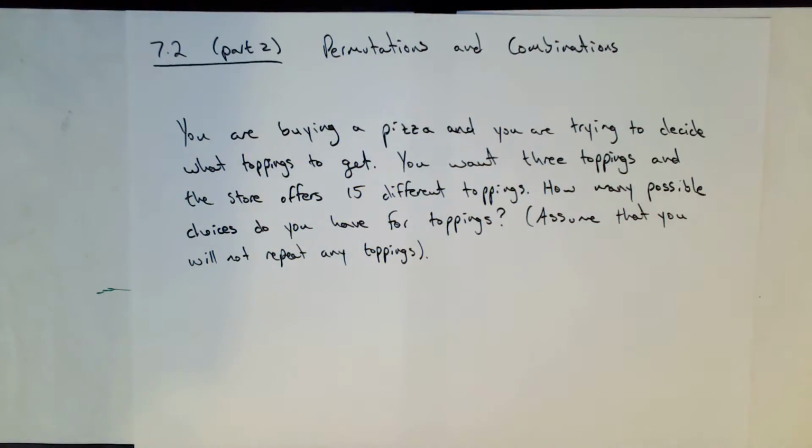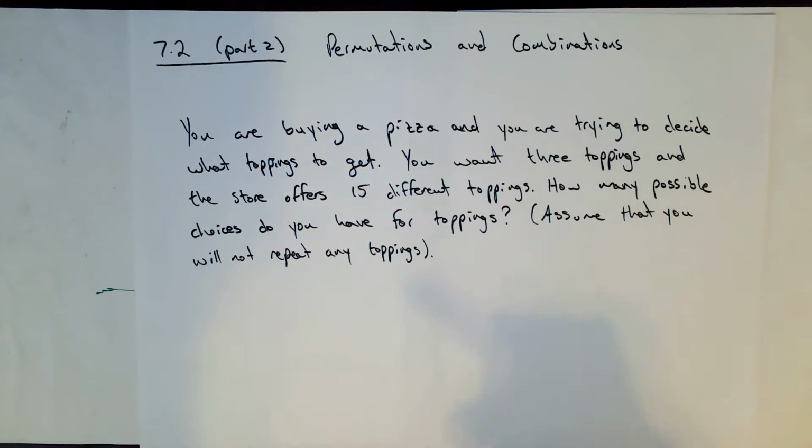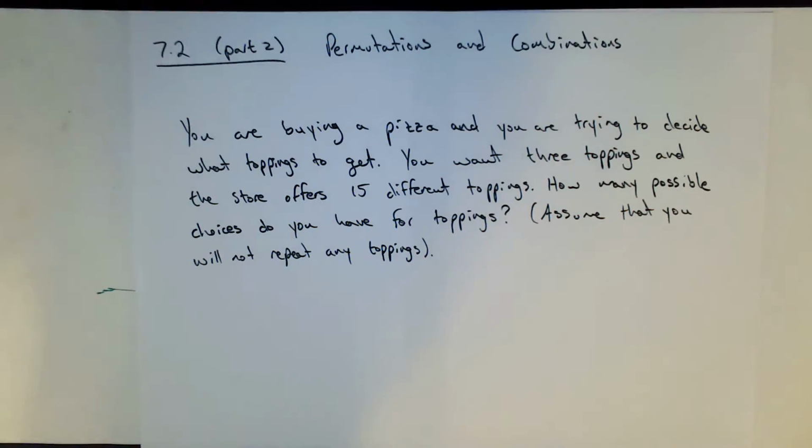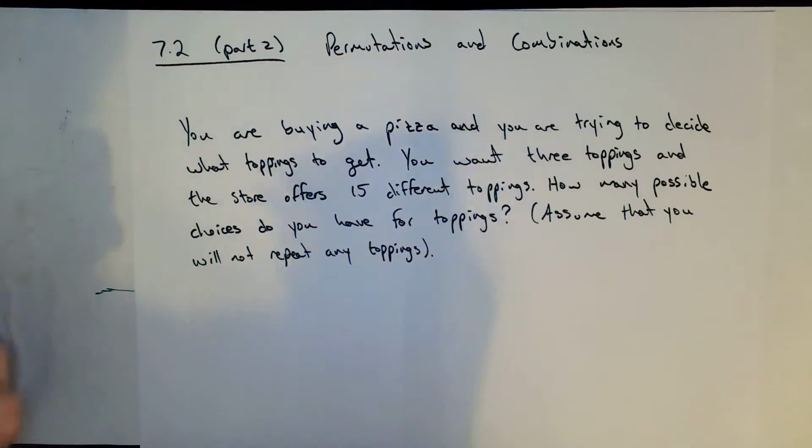Now, you may say, well, I already know how to deal with this. I can set up 3 blanks for my 3 different toppings. And since I don't want to repeat toppings, I'd have 15 choices at first, then 14 for the second choice, then 13 for the last choice. But I would say that's not completely correct. And why is that?